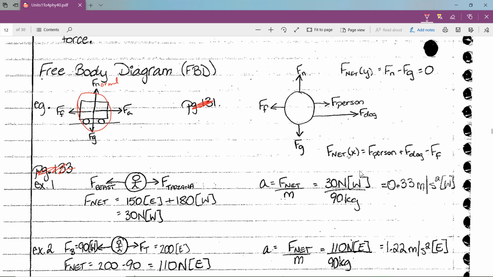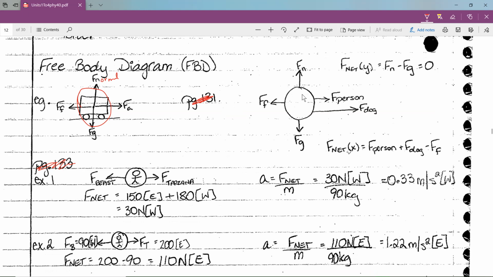So that's my net force in the x direction. In the y direction, I have the normal force and gravity, which here I'm going to assume are equal. So the sled is not flying into the sky. It's not like, who has a sled that flies in the sky? I'm not sure. Maybe you can email me that answer.